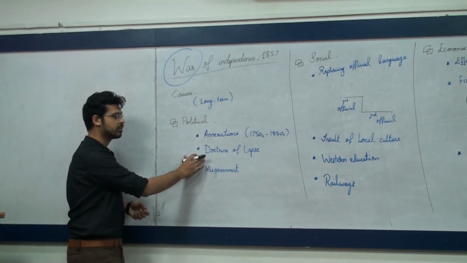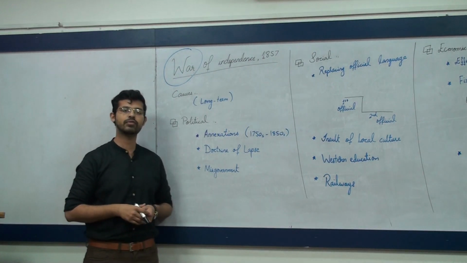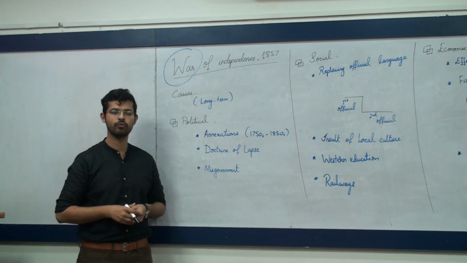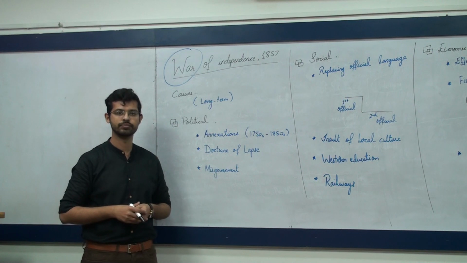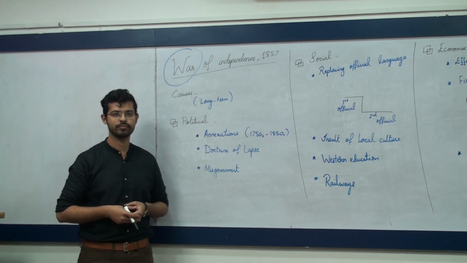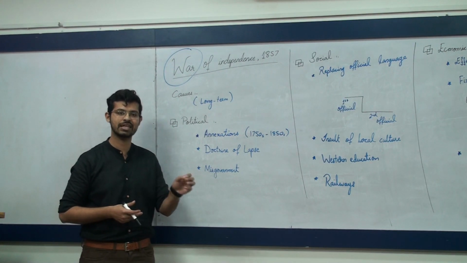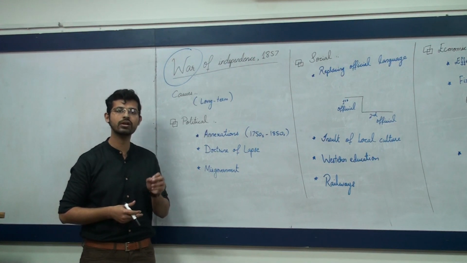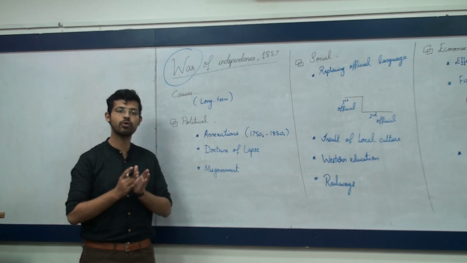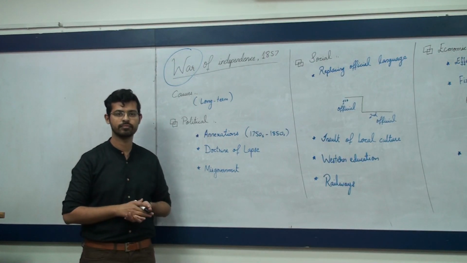The second one is doctrine of lapse. In 1850s, the Governor General of the British East India Company was Lord Dalhousie, and he came up with another policy. And that policy was that if in any state the ruler does not have a male heir, then the British would confiscate the property after the death of that ruler.